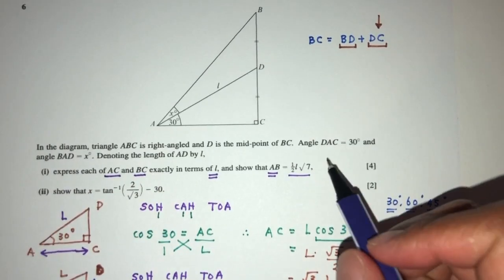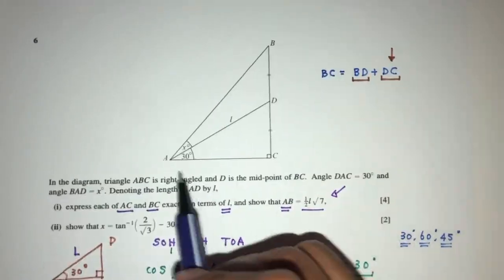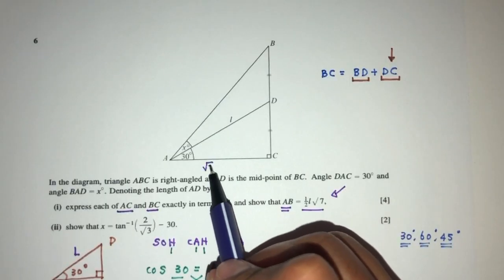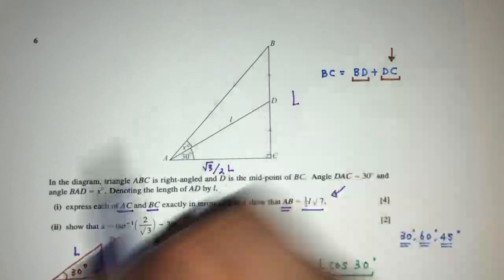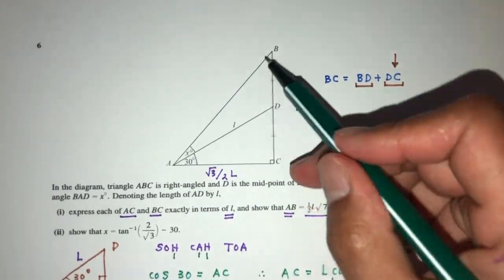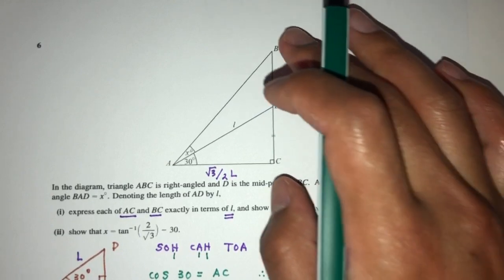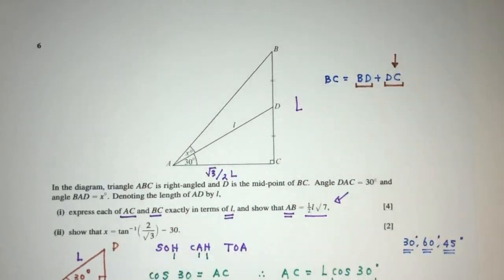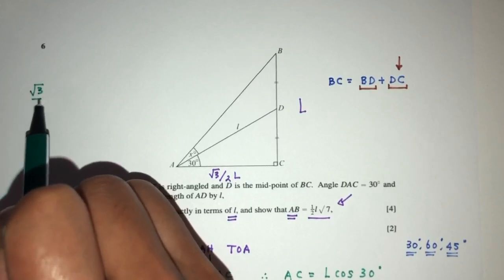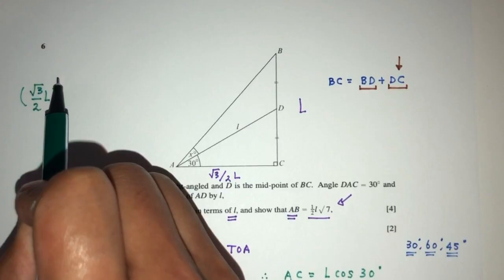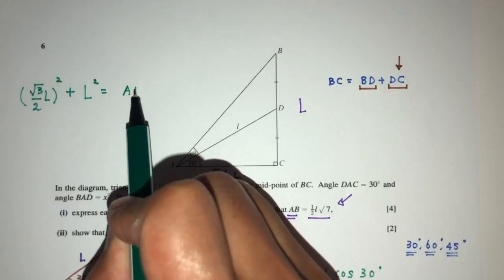Now finally we have to show that AB is equal to this. Now what is AB? AB will be this big one. Now since we know this is 3 root 3 over 2 L, and BC is L, we have to find this side. So how? We have to use the Pythagoras theorem, because we know the two sides and we know this is also a right angle triangle. We can simply use that. So that will give me root 3 over 2 L square plus L square, and that will give me AB square.